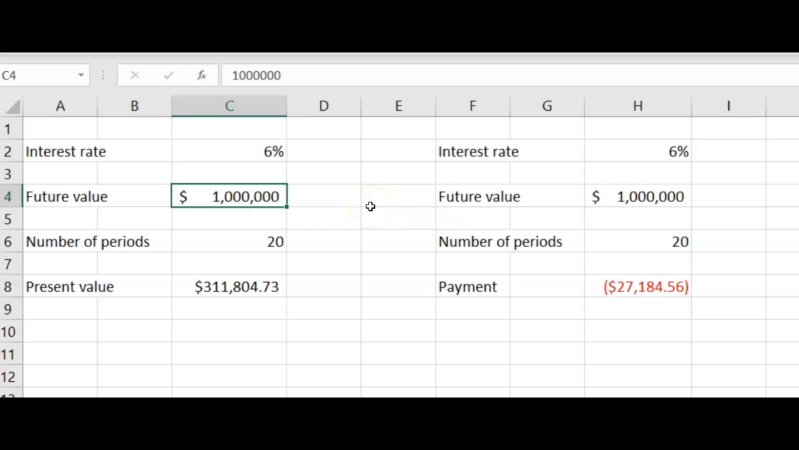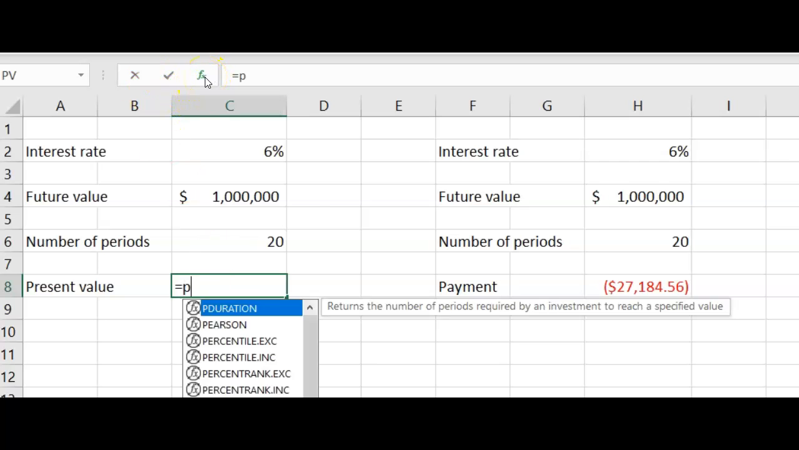So let's say you want to have $1 million in your retirement account. You're going to retire in 20 years. Well, how much would you need to put away today that would grow to that amount? And we can calculate that with the present value function. Let me demonstrate it. You just type in equal PV.